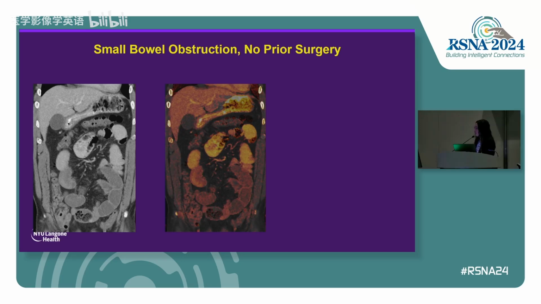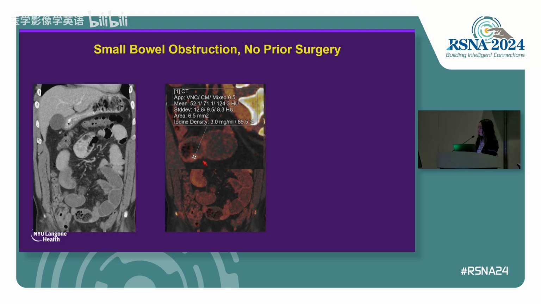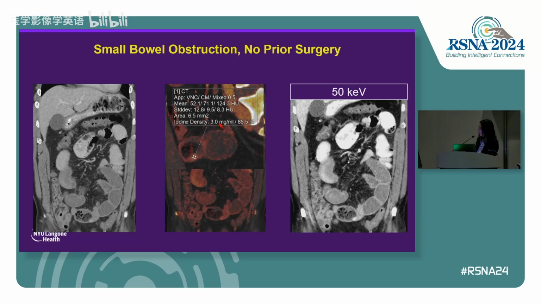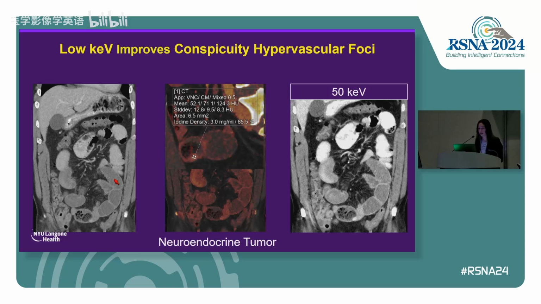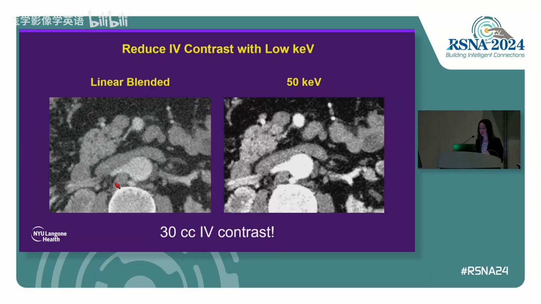Well, here's the commercially available iodine overlay, and you sort of get the hint that there's something there. If I zoom in, this is a little oblique, you can actually see it looks like there is something there. It's enhancing. And here's the low keV image where you can see this tiny neuroendocrine tumor, much better than on the conventional image. And this was prospectively accurately diagnosed using dual energy CT. So these low keV images also improve the conspicuity of hypervascular foci.